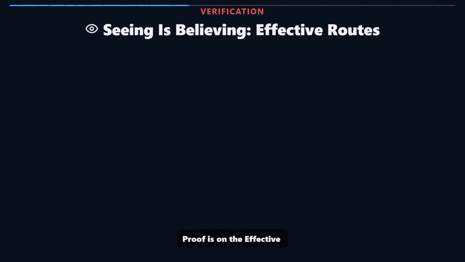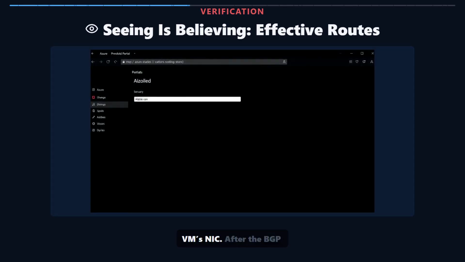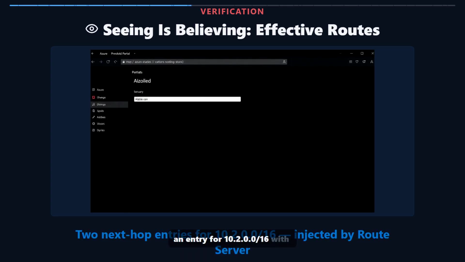Proof is on the effective routes blade of a spoke VM's NIC. After the BGP session comes up, you'll see an entry for 10.2.0.0/16 with two next hop IPs, the active NVA addresses. Those routes didn't come from any UDR you wrote. They were injected dynamically by a route server. No manual step, no drift. If you ever need to verify that Route Server is doing its job, this blade is the first place to look. You've probably noticed something interesting.